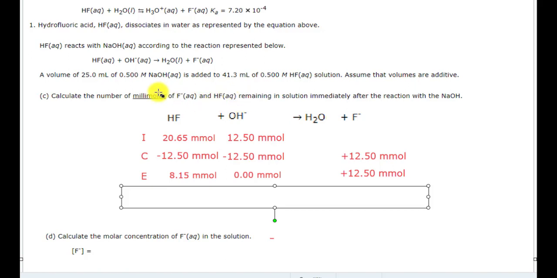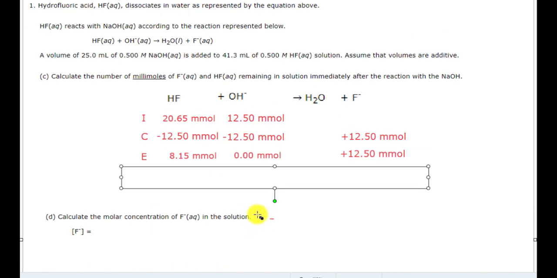And this makes sense. We had 25 mLs of base, but we had 41 mLs of our acid, both at the same concentration. So we have some leftover acid still in there, and the base is gone, and some fluoride ions. We've got ourselves a buffer solution. We've got some acid and its conjugate base. Oh, I shouldn't have put the plus here. That works anyway. Now, next, what are they going to ask us?